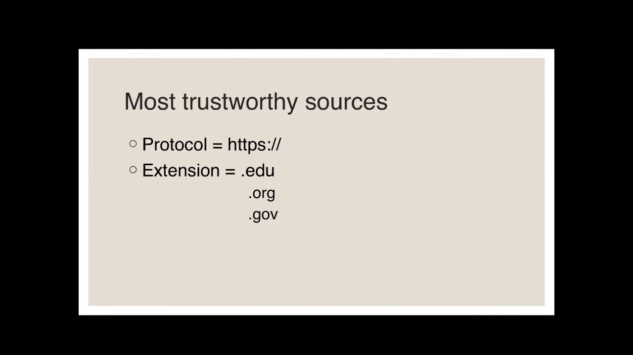So the most trustworthy sources are HTTPS in the protocol, and for extensions, the most trustworthy extensions are .edu, .org, and .gov. Now the reason for this is that these extension types are tightly controlled. So not everybody can get a .edu or a .org or a .gov website. So those organisations that have them protect them. They are very careful about the information that they put on their websites so that they don't lose this type of extension.